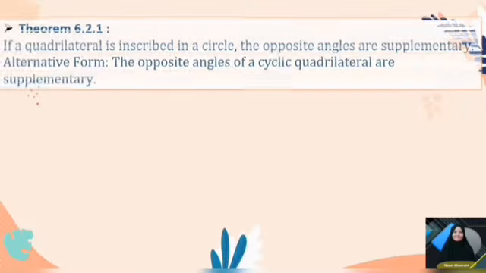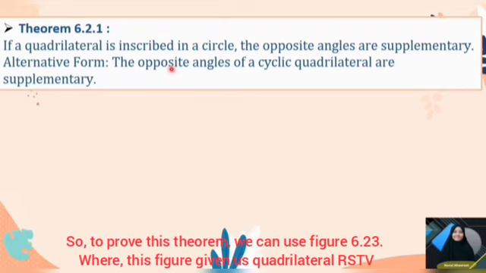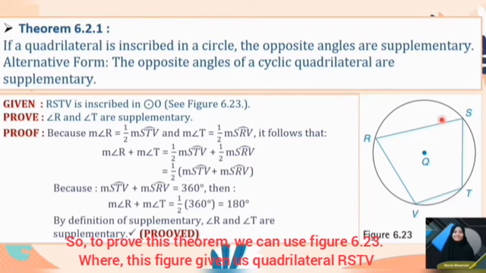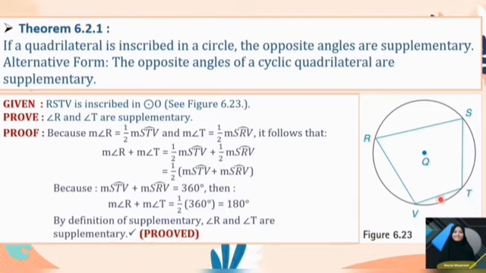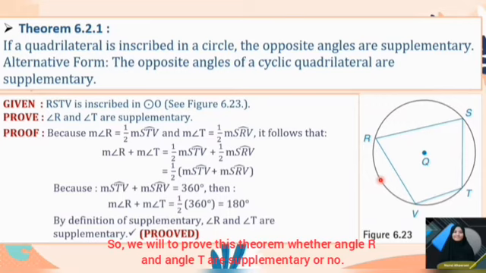Theorem 6.2.1. If a quadrilateral is inscribed in a circle, the opposite angles are supplementary. To prove this theorem, we can use Figure 6.23, where quadrilateral RSTV is inscribed in circle Q. We will prove that angle R and angle T are supplementary.